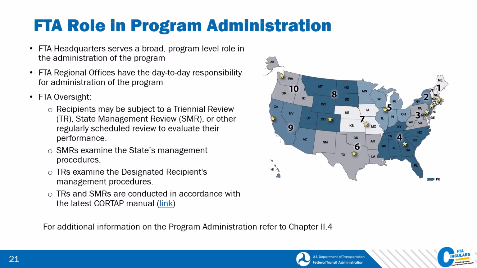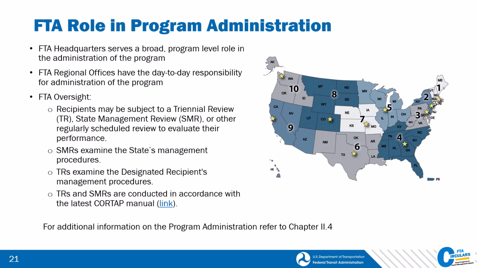FTA is split into two sections: headquarters and regional offices. FTA headquarters staff have a broad program-level role in the administration of the program, while the FTA regional offices have the day-to-day responsibilities for administration of the program. Both work together to give a general oversight of the program. States are subject to a State Management Review, or SMR, while designated recipients are subject to a Triennial Review, or TR. These reviews are regularly scheduled to evaluate the performance and management procedures of recipients. Triennials and State Management Reviews are conducted in accordance with the latest CORTAP manual, which is publicly available on FTA's website.